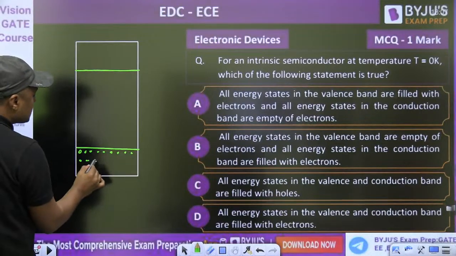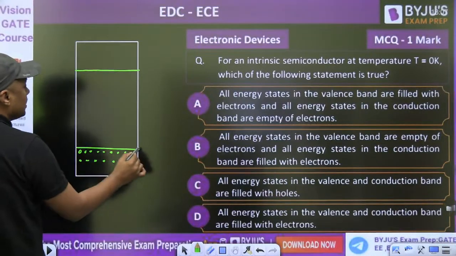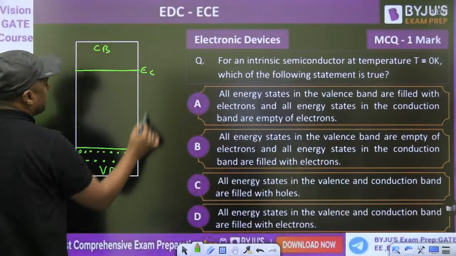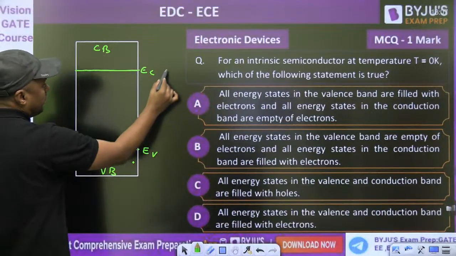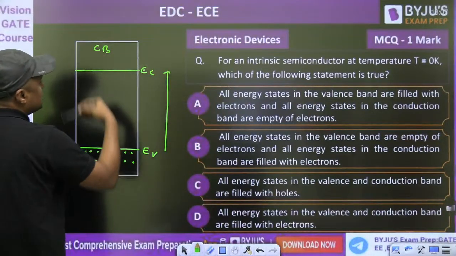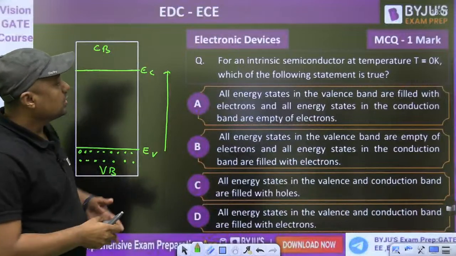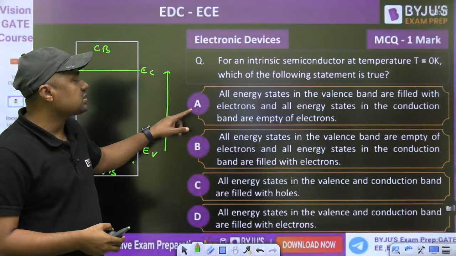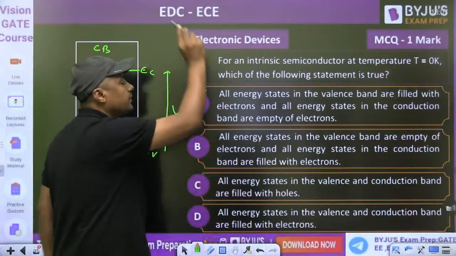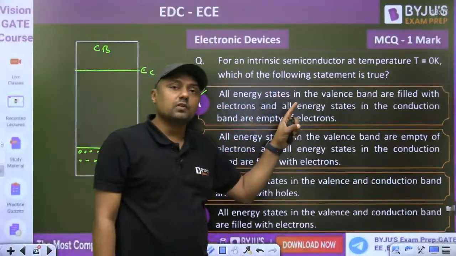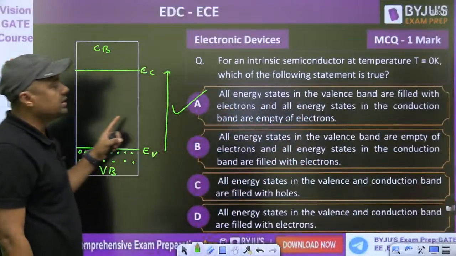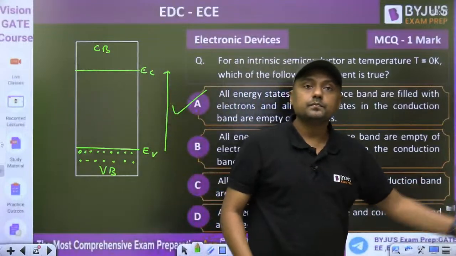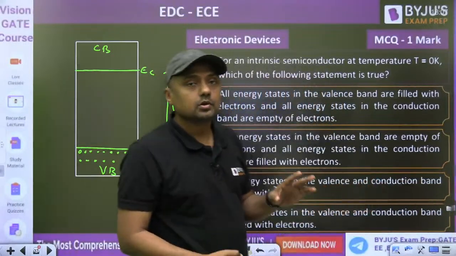Electrons are not getting sufficient energy to switch from the valence band to the conduction band. They are not going to switch. So all energy states in the valence band are filled with electrons, and all energy states in the conduction band are empty of electrons. Is it clear? This point is clear? Okay.